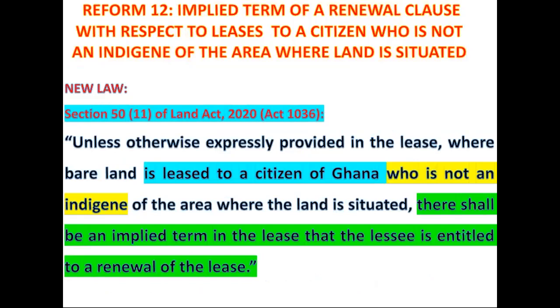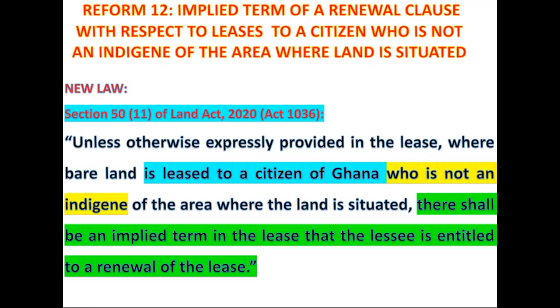Unless otherwise expressly provided in the lease, where bare land is leased to a citizen of Ghana who is not an indigene. Emphasis, leased to a citizen of Ghana who is not an indigene of the area where the land is situated. There shall be an implied term in the lease that the lessee is entitled to a renewal of the lease.